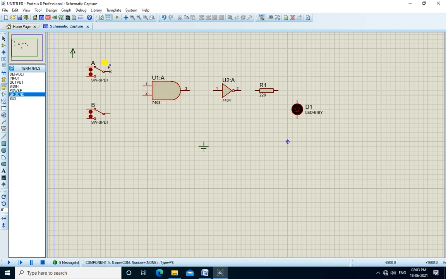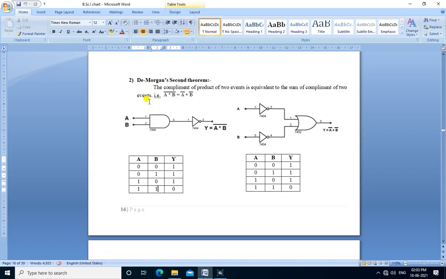Okay, we will connect the circuit now. A is given to pin number 1, B is connected to pin number 2, and the output of this AND gate is connected to the input of this NOT gate. The output of the NOT gate is connected to the LED. We connect the switches to plus VCC and ground. Okay, this is the circuit for this logic, (A dot B) bar.